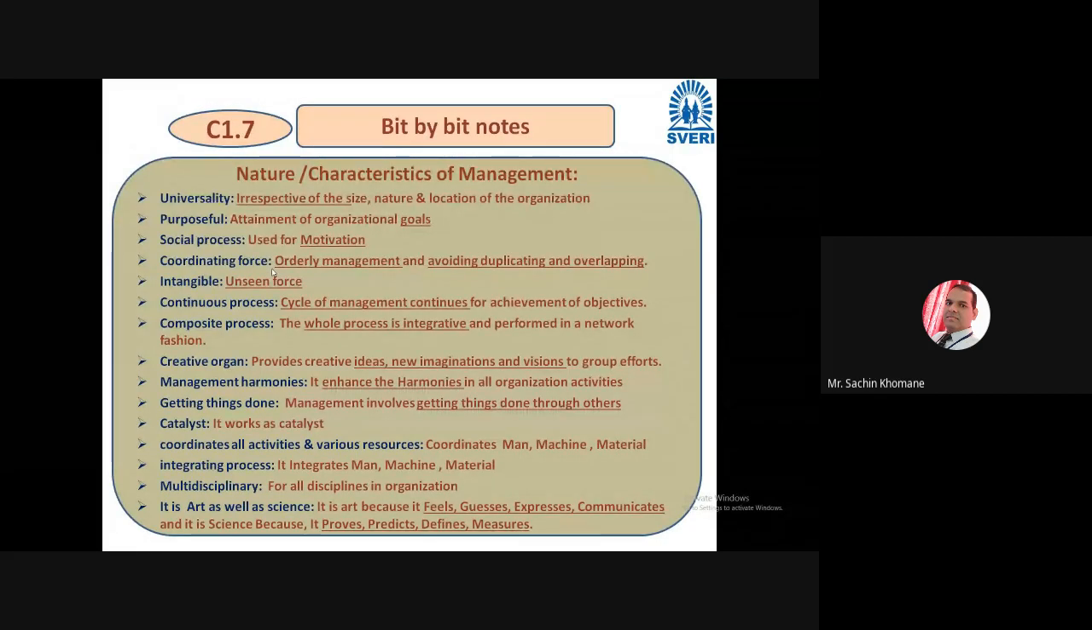So some terms are new for you. So try to understand intangible: where we cannot touch, unseen force. So management is very important in any organization. You cannot see any entrepreneur become successful without proper management. Those who do not have proper management do not become successful in the organization. Remember. So it is an unseen force. If you have proper management, it means you have a strong force. And that is not visible, you can say. That's why it is intangible again.